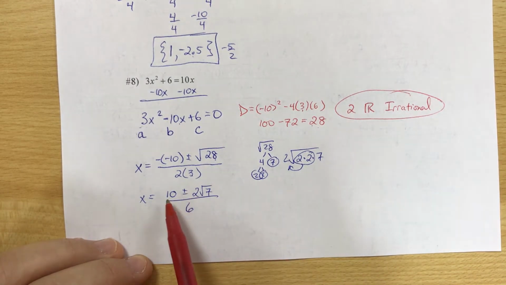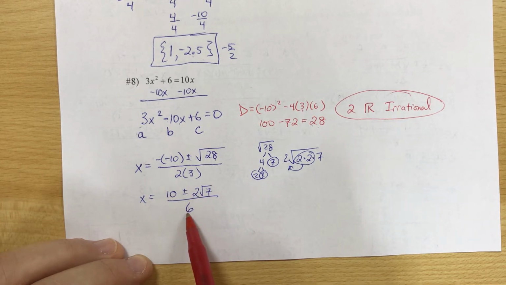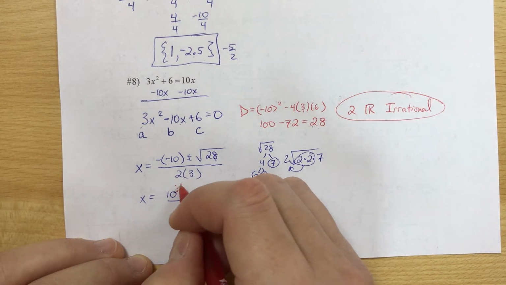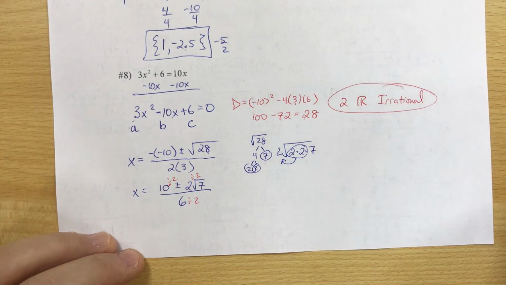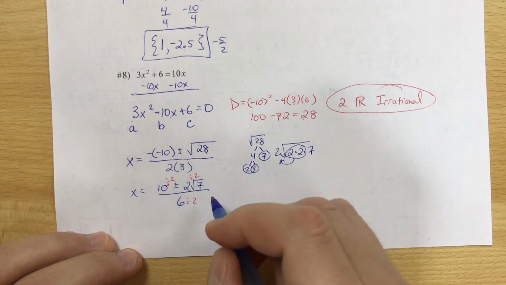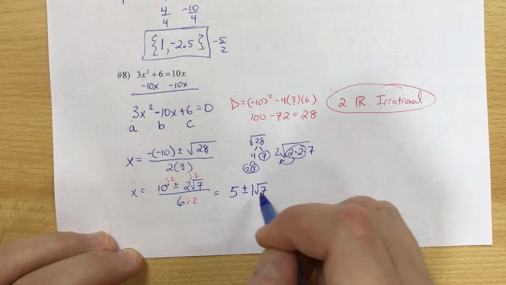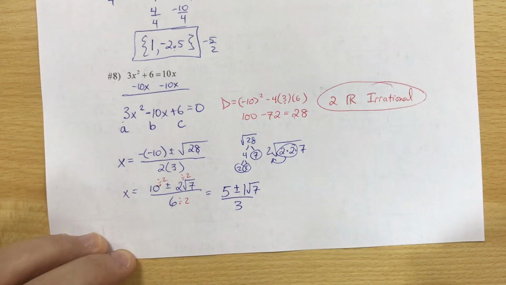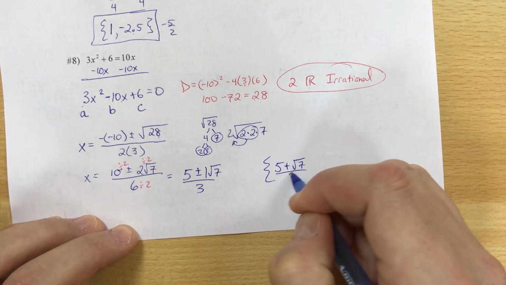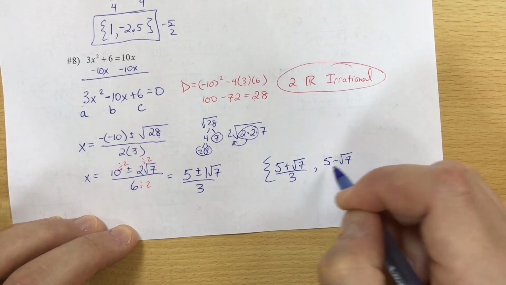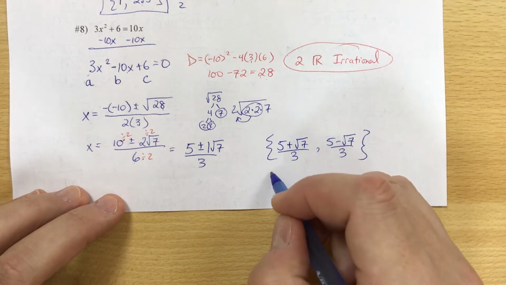All right, now look at the outside numbers, not the square root 7. 10, 2, 6. Can we divide by anything? We can. Each of those is divisible by 2. So we're going to reduce. And now that gives us, we have to divide each piece here. We get 5 plus or minus 1 square root 7, or square root 7, over 3. Now you can write it two ways. You can write 5 plus square root 7 over 3, 5 minus square root 7 over 3. But being mathematicians, we like to write things the simplest way possible.